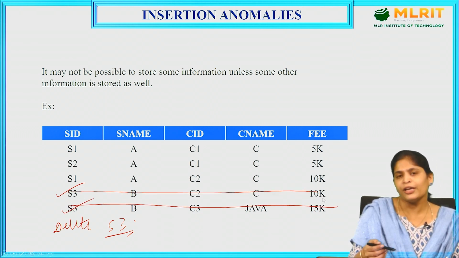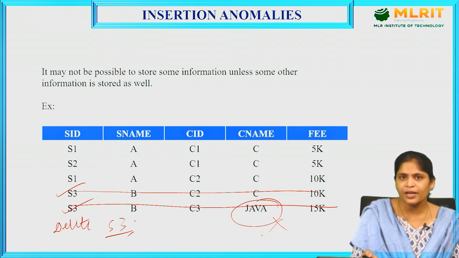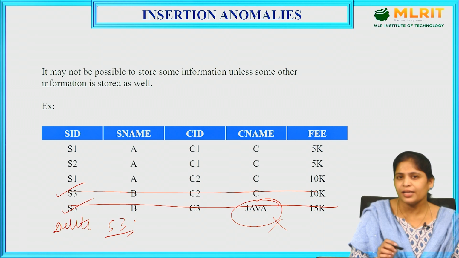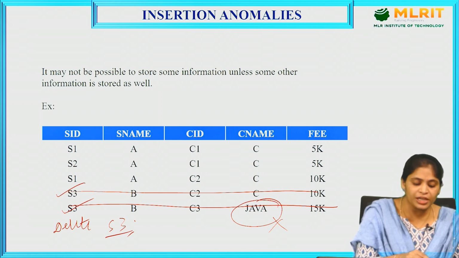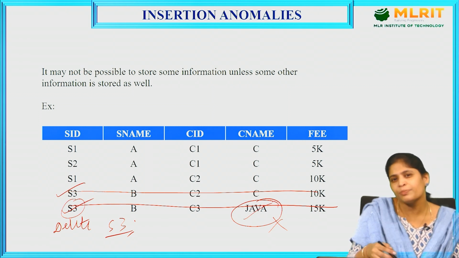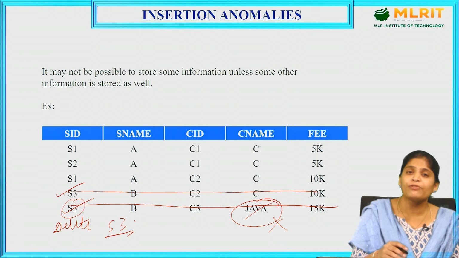So if at all I used to delete these two rows, here some useful information I am going to delete. That means the Java course which I have already there, that also, the course itself has been deleted. That is not correct. Our job is to delete the student S3. Along with that, the useful information about the Java course has also been deleted. So to delete one information, forcefully we have to delete some other information. That is what we call as deletion anomaly.